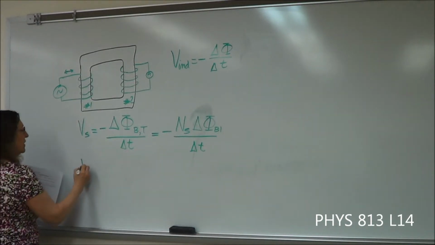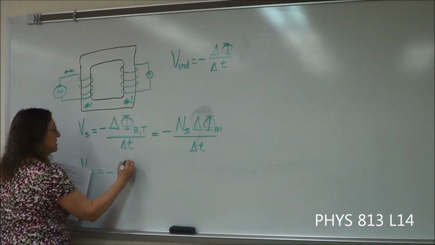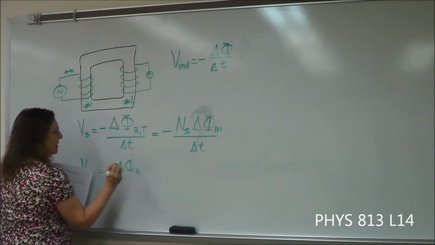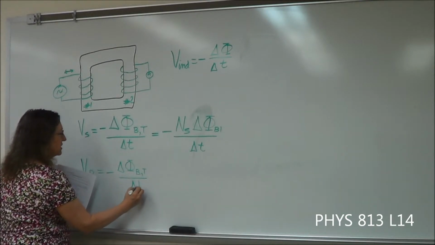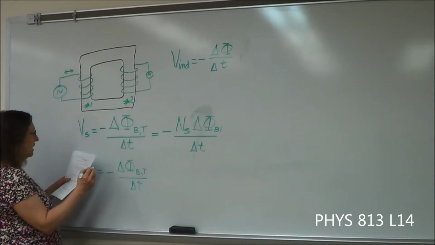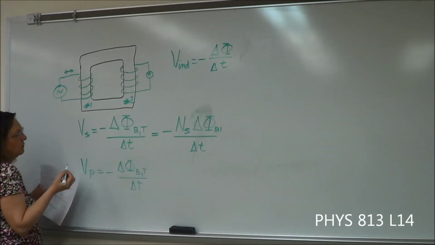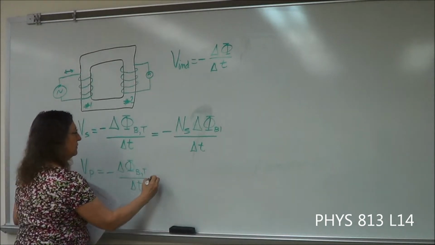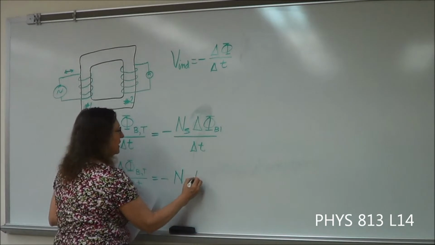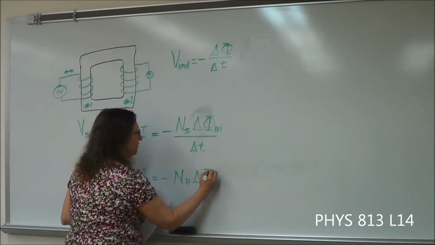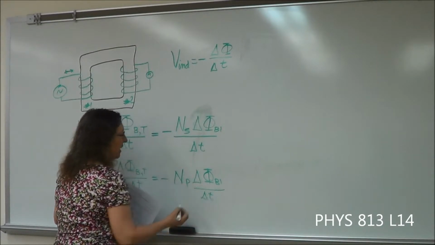The next step, we're going to write the same thing for the primary. So we have minus delta phi of the magnetic field total, and this is over delta T, and probably we could have put primary in there if we wanted to, but we don't really need to. Okay, so now then, we have the number of turns in the primary and the change in flux for one loop, and then divided by delta T.